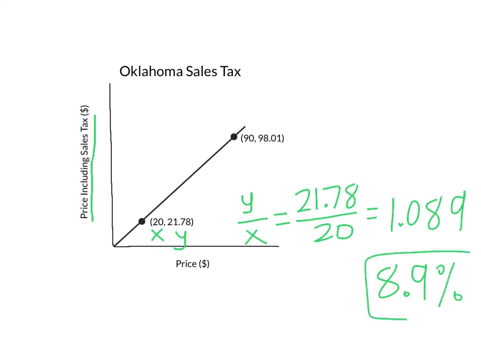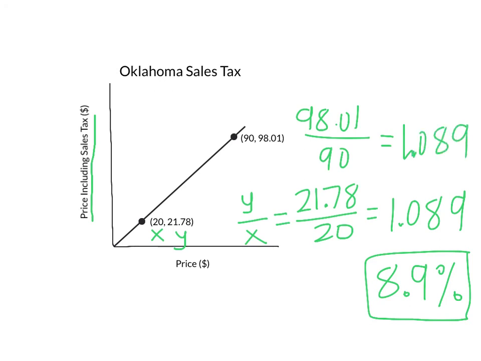And of course, you could check that by putting 9801 and dividing that by 90. And if you do that on your calculator, it also gives you 1.089. And so the sales tax in Oklahoma is 8.9%, at least according to this graph. On the homework from there, you're going to find out the price of a gaming system for 3 friends in 3 different states, and what you're going to do is multiply that gaming system by the 1.089 in Oklahoma.